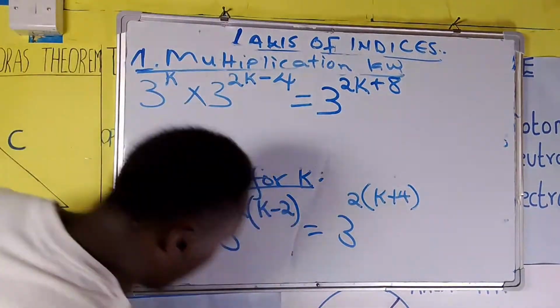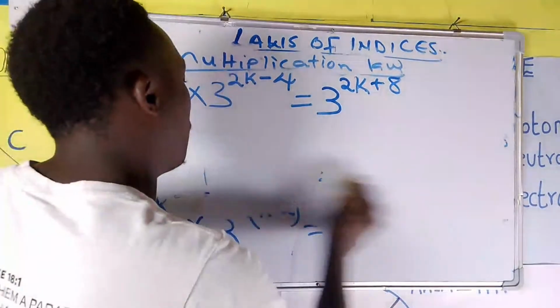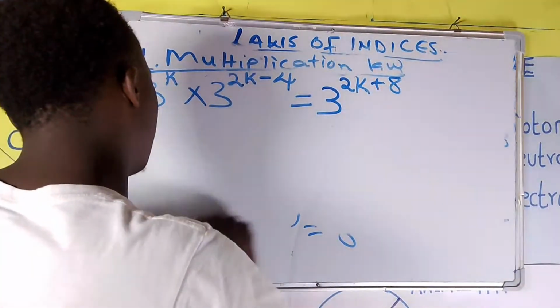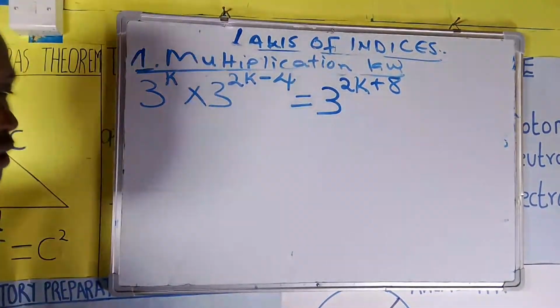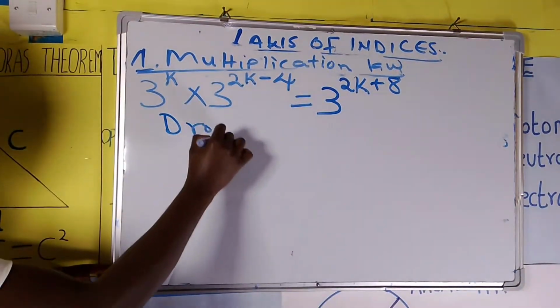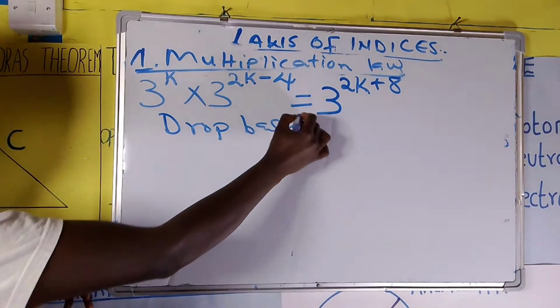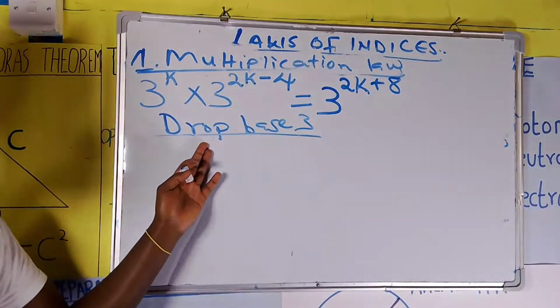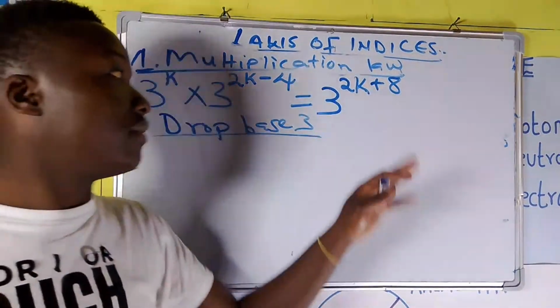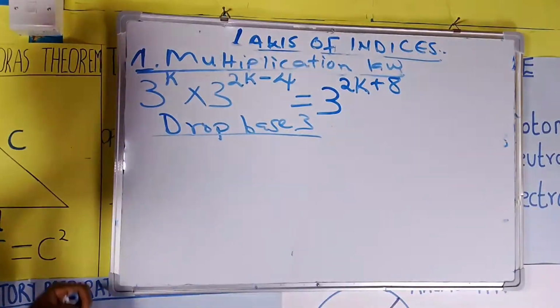So once we have that, we now have all our bases as 3. We can now drop base 3. Don't cancel, just drop them. Hata si lazima uandike drop base 3. You can just leave them and proceed solving the powers.